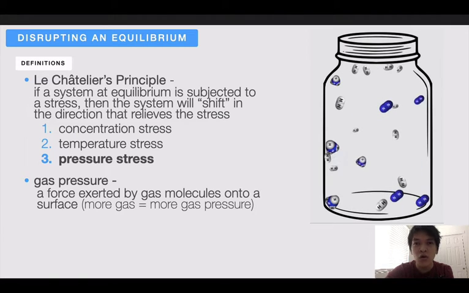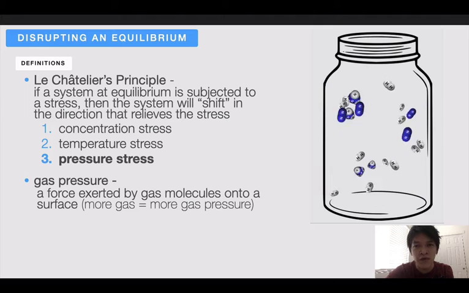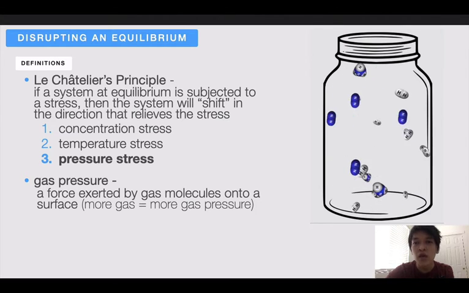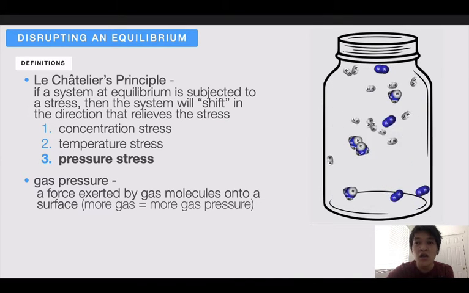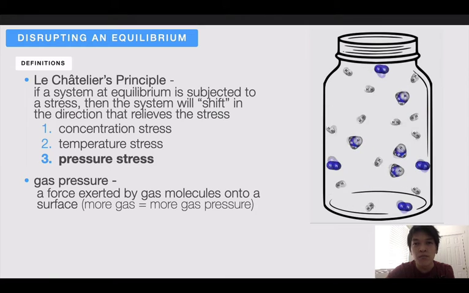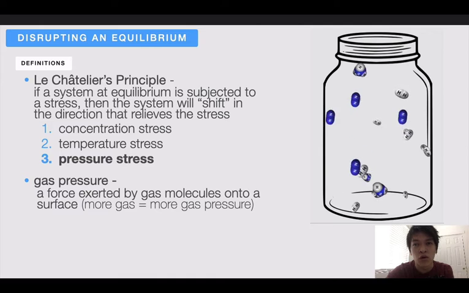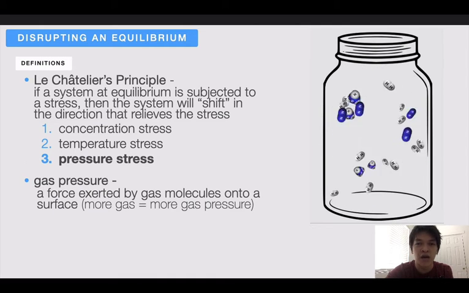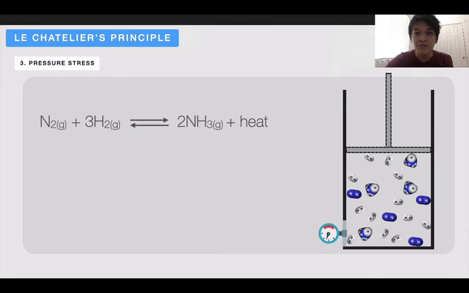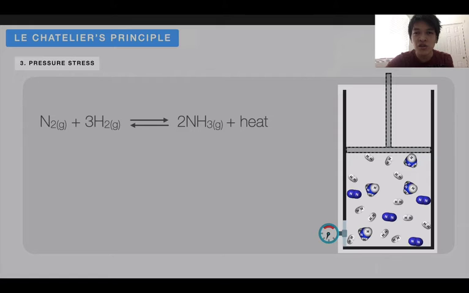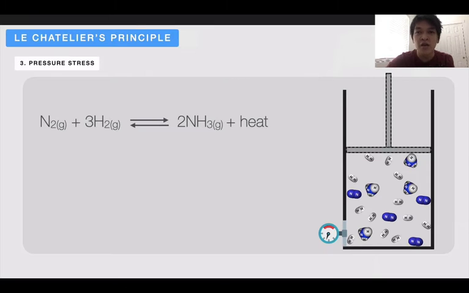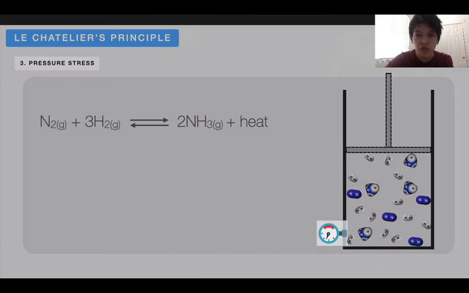Pressure can go up or down depending on a couple of things like temperature and volume. But for the purposes of this video, let's just agree that more gas molecules will cause there to be more gas pressure exerted by the system. Here we have the nitrogen, hydrogen, and ammonia gas inside of a piston, which is just a chamber that has one movable piece. On the piston, there's a pressure gauge.